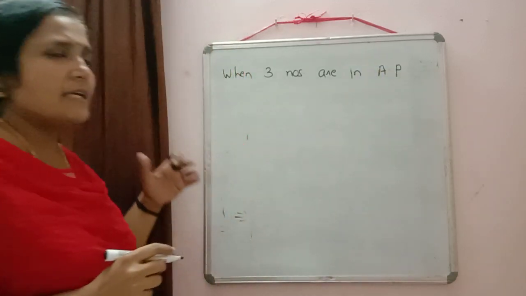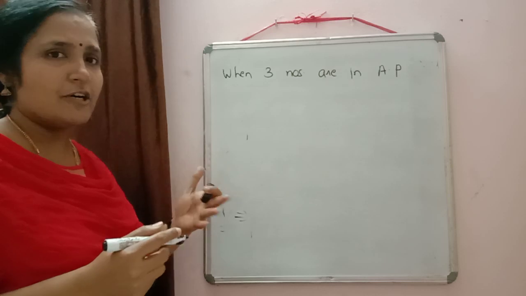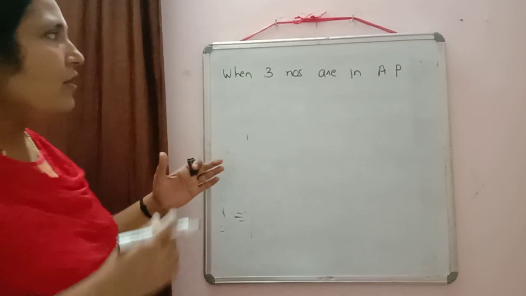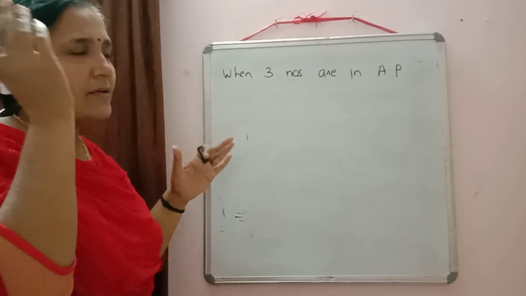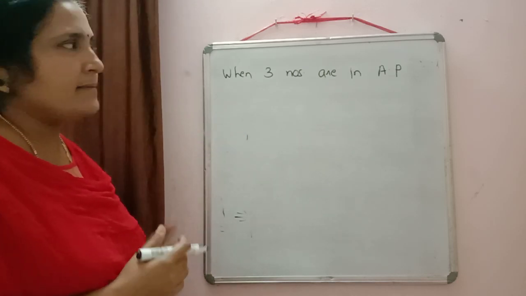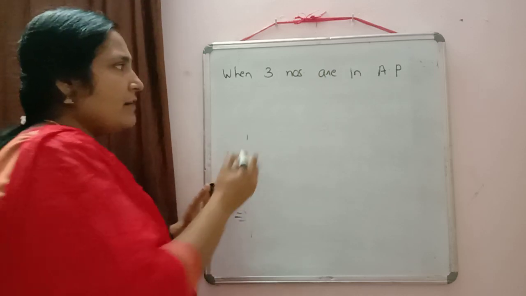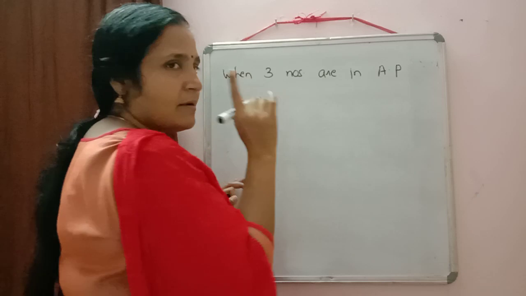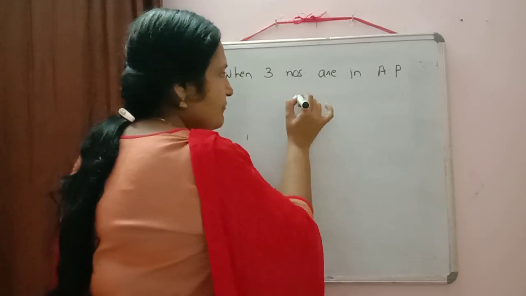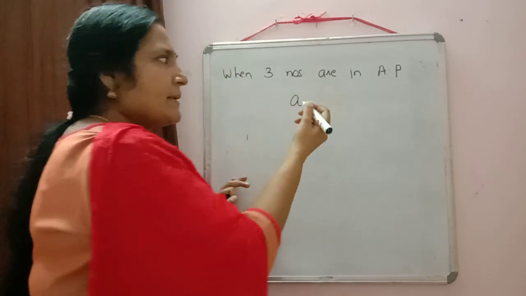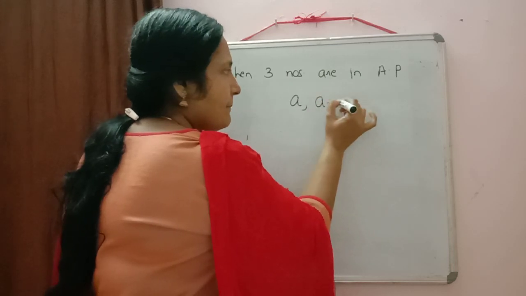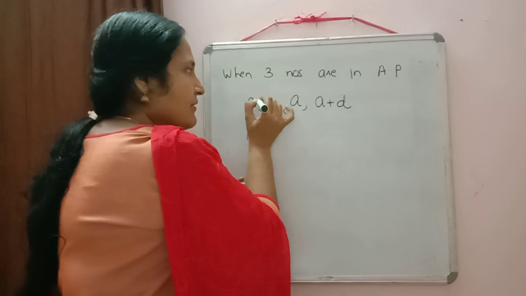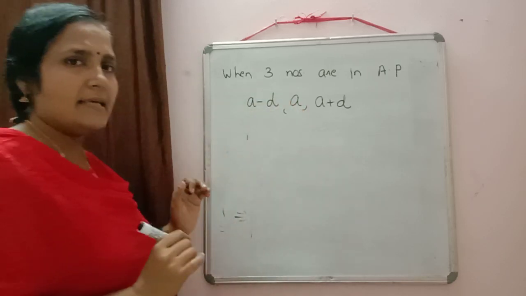Usually if three numbers are in AP, it is given in word problems, and in that case their sum also will be given. So we will take the numbers in such a way that the common difference gets cancelled. If three numbers are there, the middle term will be a single term, so that term we will take as A. What will be the next term? A plus D. What will be the previous term? The previous term will be A minus D.